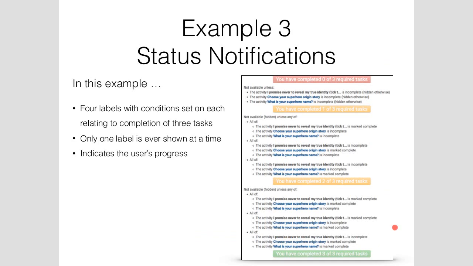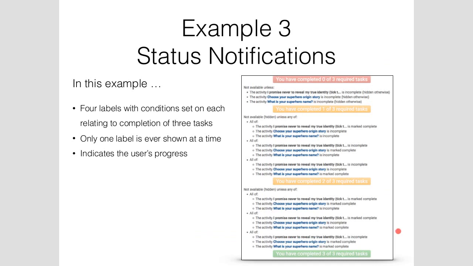On each of the activities, I've set up completion requirements. Again, I've made the assumption that we're familiar with setting up completion requirements. For the 'what is your superhero name' activity, I don't remember what that was. Is that a forum? You had to start a discussion thread in that forum. 'Choose your superhero origin story' is a choice activity, so you just have to make a choice. And the first one, 'I promise never to reveal my true identity', is a label like the policy was at the start. I've just chosen 3 activities at random.